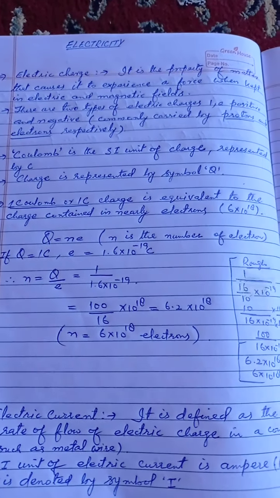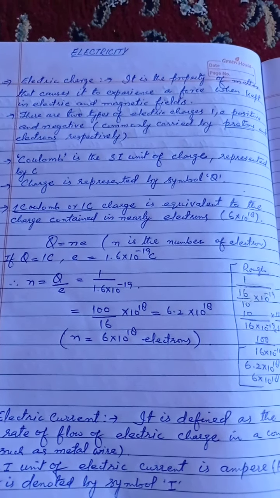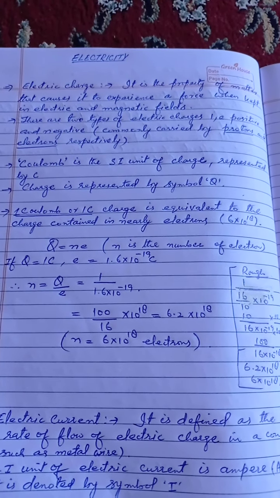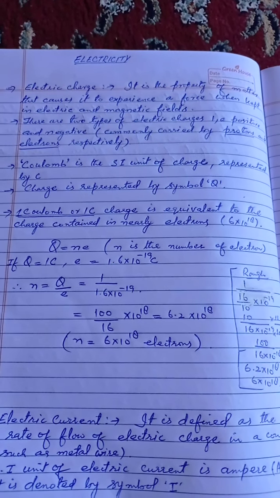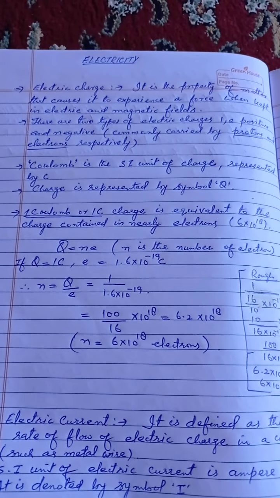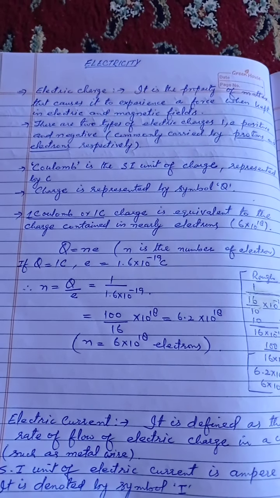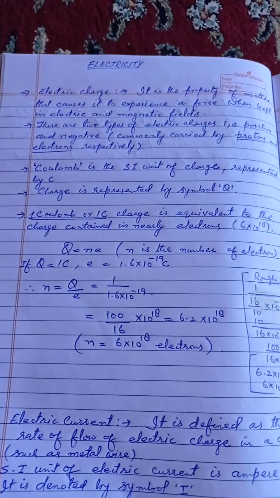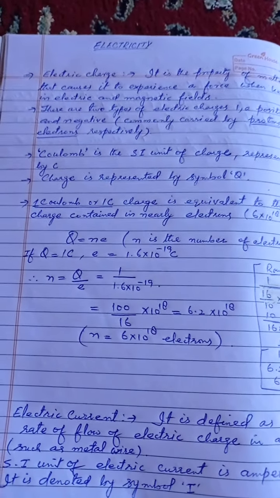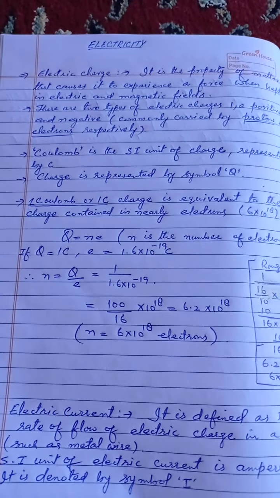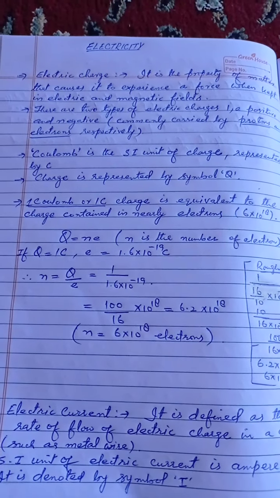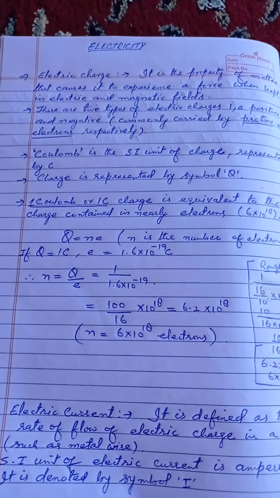Dear students, you have already learned this, or you are aware of it. It is a well-known saying that like charges repel each other and unlike charges attract each other. That means if we keep positive and positive charge, they will repel. Similarly, if we keep negative and negative, they will repel from each other. But if we keep positive and negative charge close, they will attract each other. So electric charge is basically the property of matter that causes it to experience a force when it is kept in an electric or magnetic field.